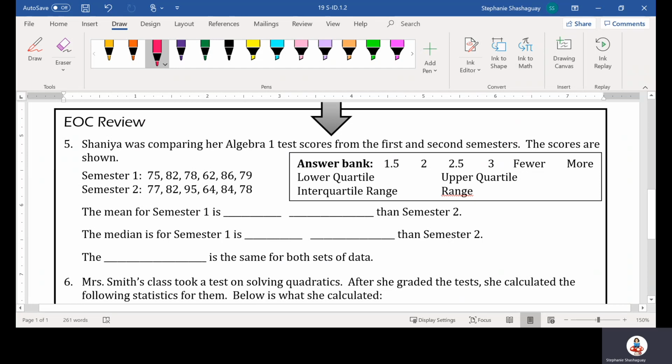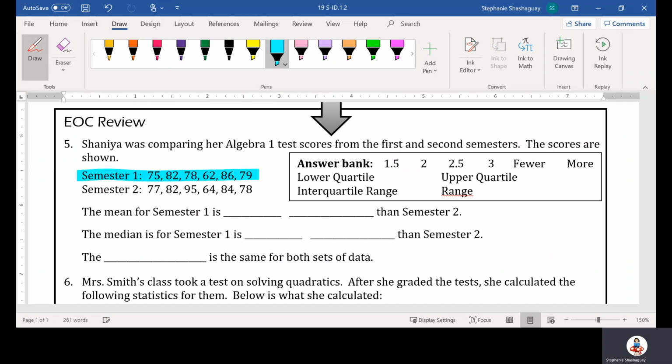Okay, let's move on to number 5. Shania was comparing her Algebra 1 test scores from the first and second semesters. The scores are shown. So this is semester 1, and this is semester 2. We have to use the answers in this answer bank to fill in the questions below. Okay, so the mean of semester 1, remember mean is average. So we have to compare the average of semester 1 to semester 2.